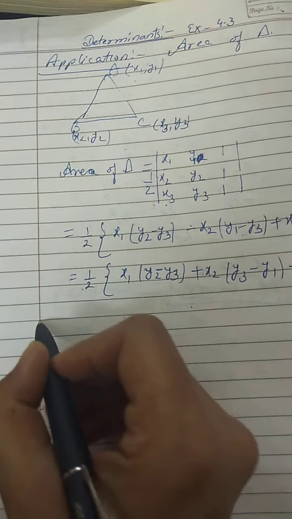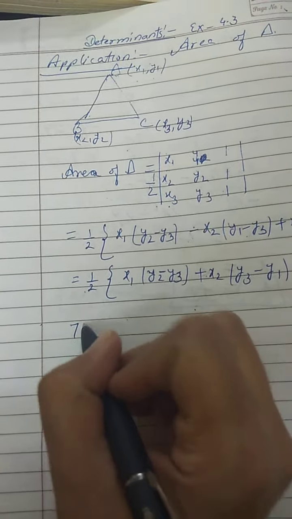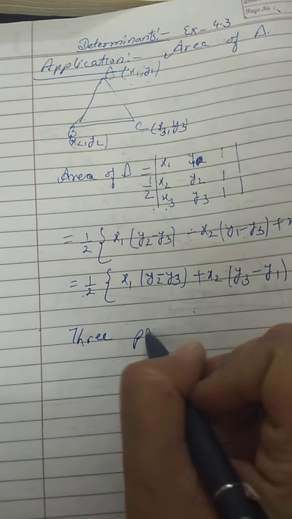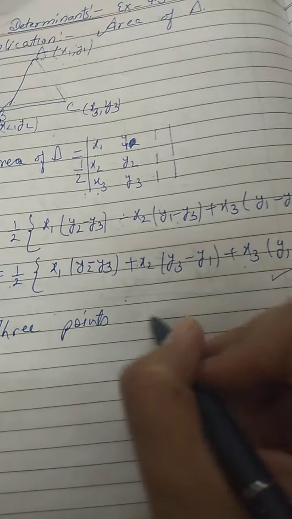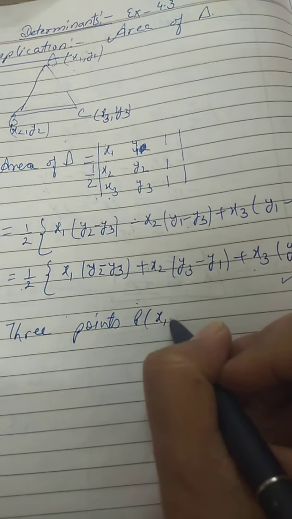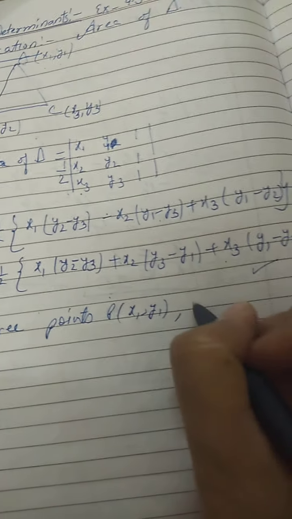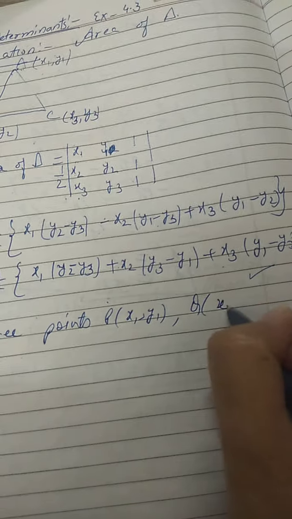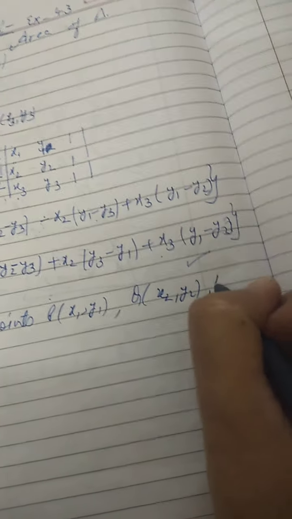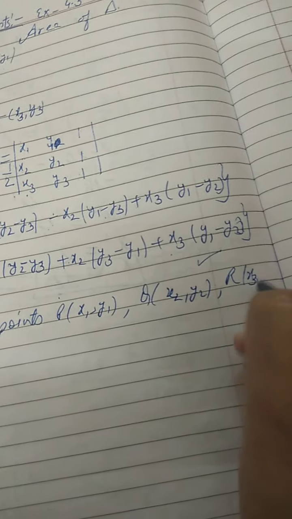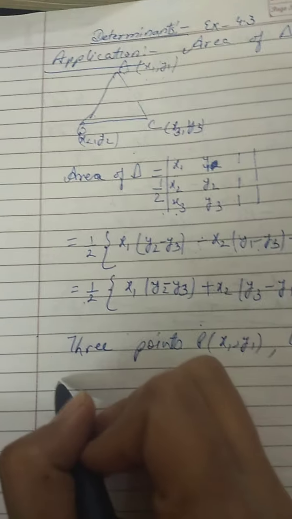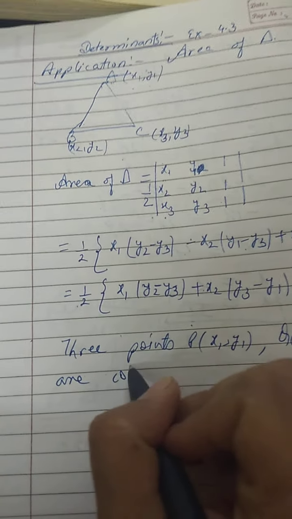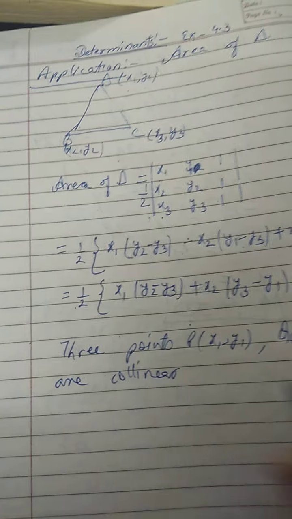And the second part is, we also know when 3 points are collinear. Let us say point P has coordinates x1 y1, point Q has coordinates x2 y2, and point R has coordinates x3 y3. If we have to prove they are collinear, then we know very well what will happen.